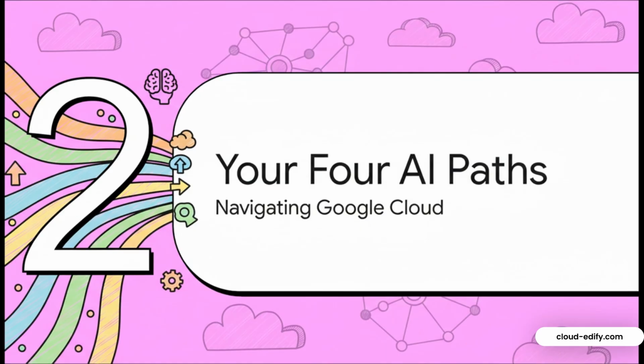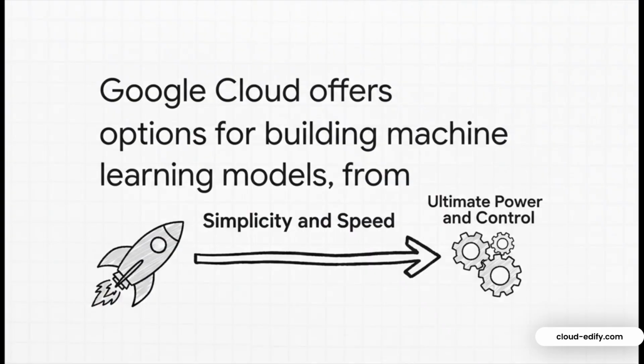Well, Google Cloud basically lays out 4 distinct paths for you to take. The best way to get your head around these options is to think of them as a spectrum. On one end, you've got incredible simplicity and speed, and on the other, you have the ultimate power and control. Let's break down what that spectrum actually looks like.